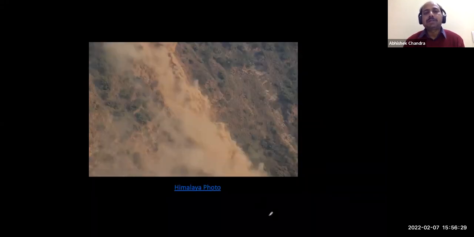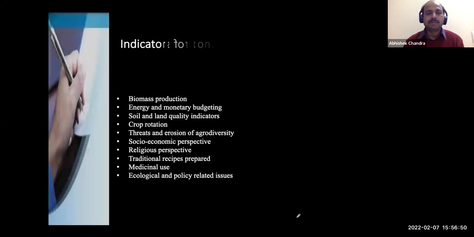And you can see here the picture in the Himalayas, where from the top to bottom, when we cultivate, it will be totally wasted and the loss we cannot restore. So we can think about how we can restore and utilize our agro ecosystem in the Himalayas.